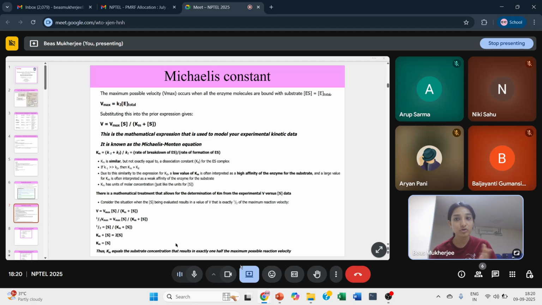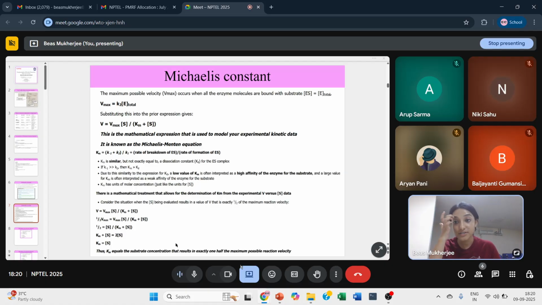And you also know that Km is equal to (K-1 plus K2) divided by K1, which is the rate of breakdown of ES divided by the rate of formation of ES, the enzyme substrate complex, right? Km is similar but not exactly equal to the dissociation constant for the ES complex, right? So dissociation constant also means Koff by Kon. That means the rate at which two molecules are dissociating divided by the rate at which they're associating, right? So then technically it should be equal, but it is not.